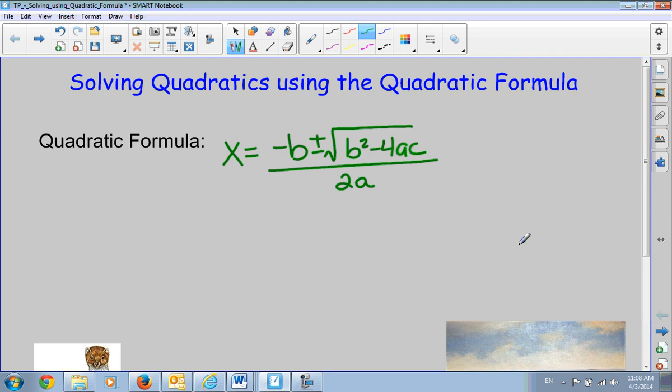Yay! Okay, one more time so we can get it. Ready? X equals negative b plus or minus the square root of b squared minus 4ac all over 2a.